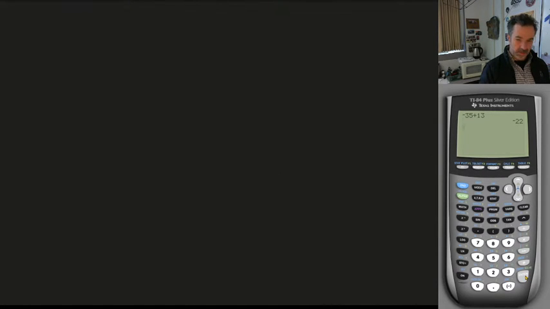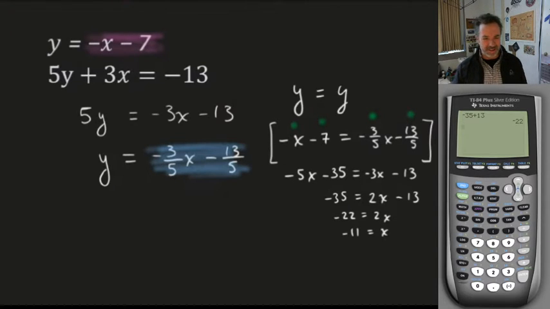Uh-oh. Where'd my screen go? I hope it comes back. It just left. Let me fix this. Okay, I hope this continues to work.